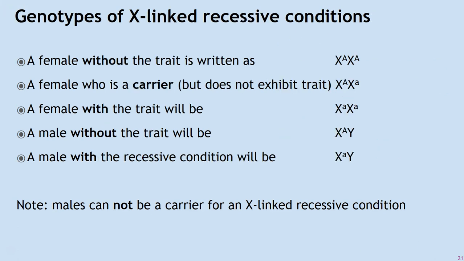So a female without the trait, showing dominant unaffected alleles in both chromosomes. Female who is a carrier but will not show the trait. A female with the trait will have the 2 recessive alleles. Male without and male with. These are all the possible genotypes that we can have for a sex-linked recessive trait linked to the X chromosome.